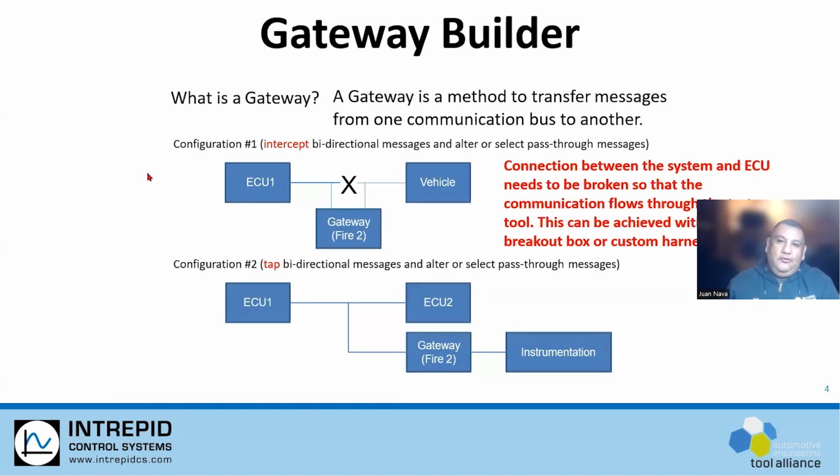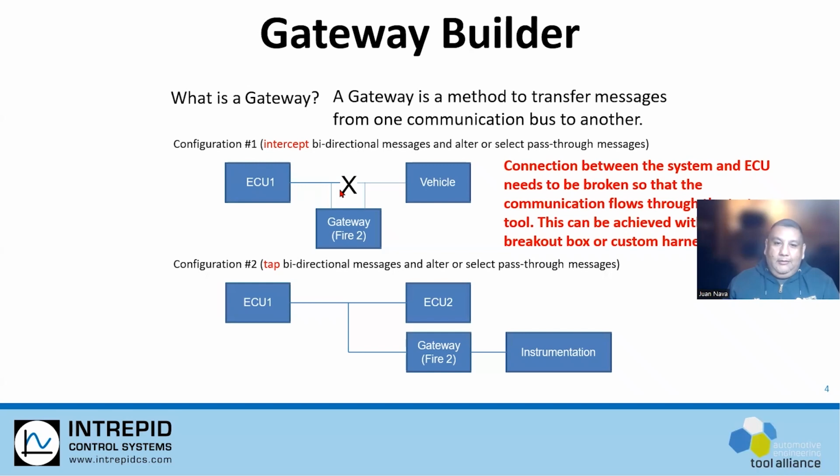So a gateway is a method to transfer information from one bus over to another. We have a couple of different configurations where we can create a gateway. Configuration 1 is usually the most common one that I see, certainly not the only option. We usually see configuration 2 as well. But the one that I run into the most is configuration 1, where we want to isolate a module from the rest of the system.